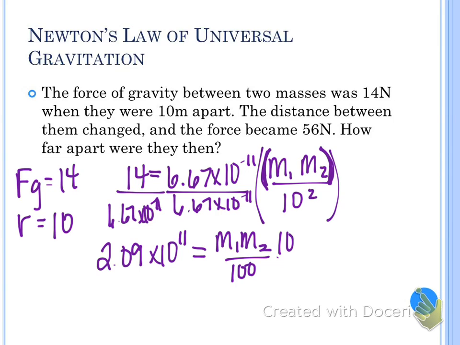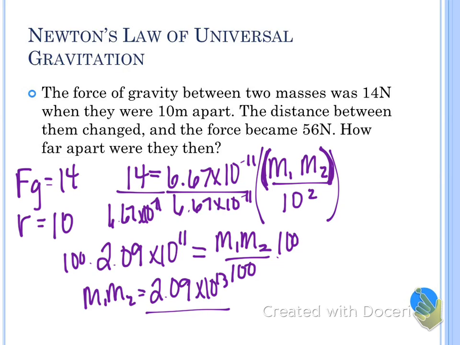So times 100 times 100. And we're going to get our m1 times m2 equal to 2.09 times 10 to the 13th. Okay, that's the product of our masses. We don't need to know individually what their mass is, right? They could be split evenly. One could weigh 99% of that, and the other one could weigh the other 1%. It doesn't matter because the product of those two masses is still going to be 2.09 times 10 to the 13th for both situations.